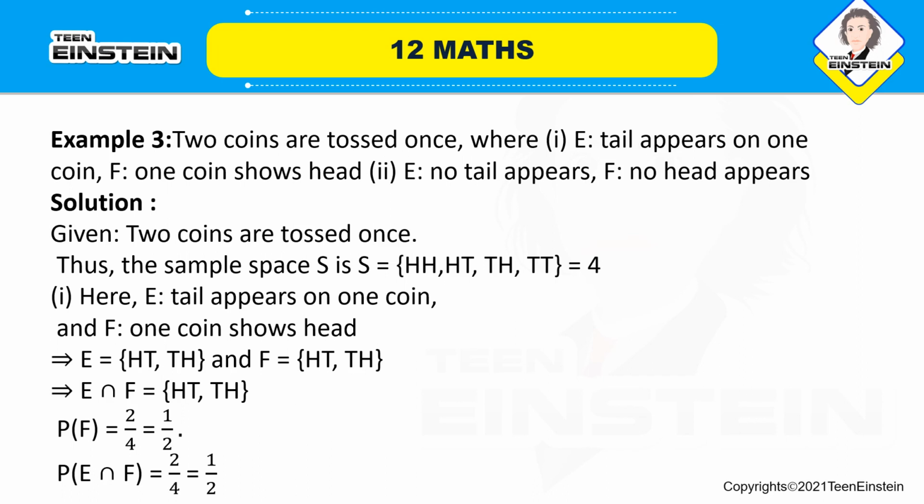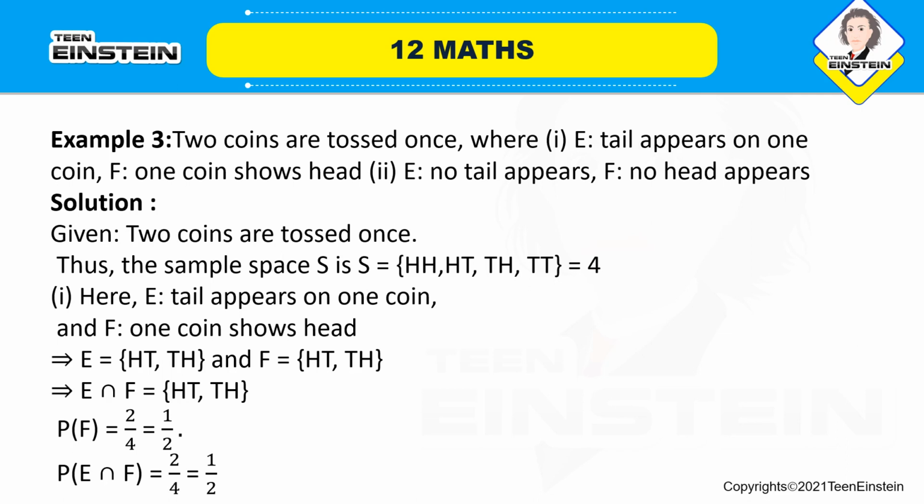So we are tossing 2 coins one time. We are tossing 2 coins simultaneously. Once means what? Simultaneously. At a time. Where E is the event of getting tail on one coin, and F is the event of obtaining head on one coin. So tail on one coin is E and head on one coin is F. This is the first subdivision. There are two subdivisions given in this problem.